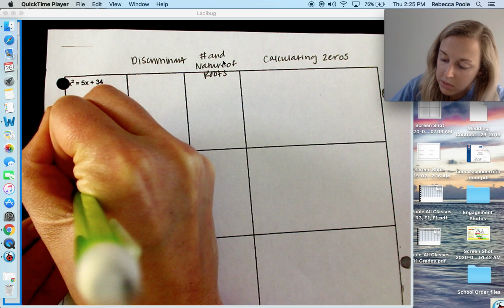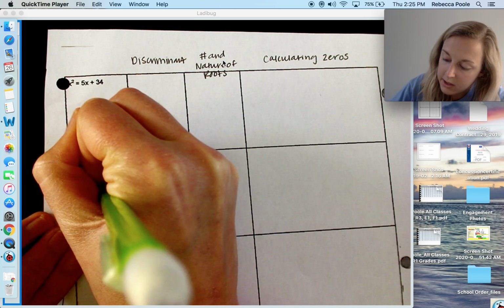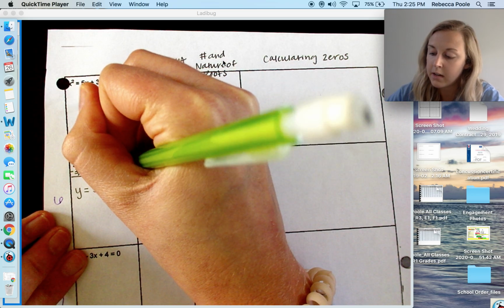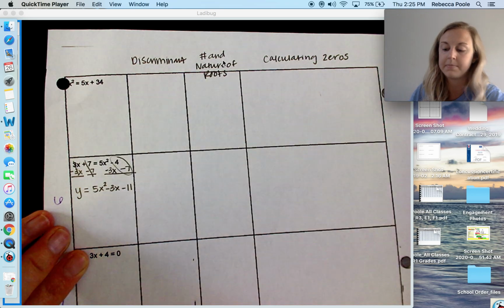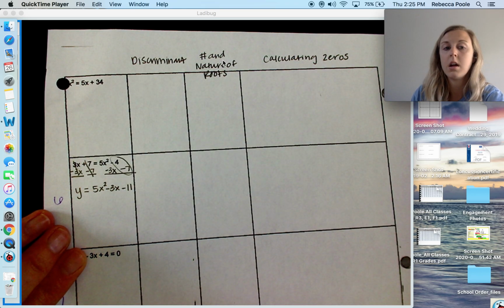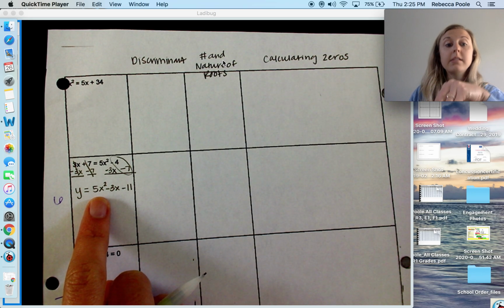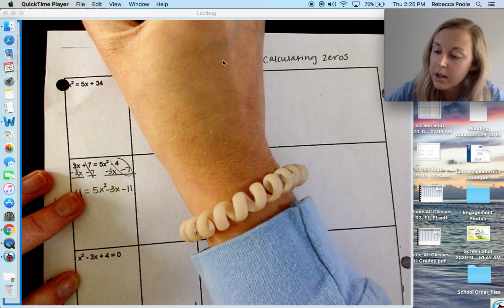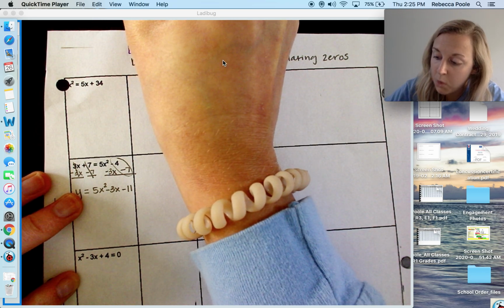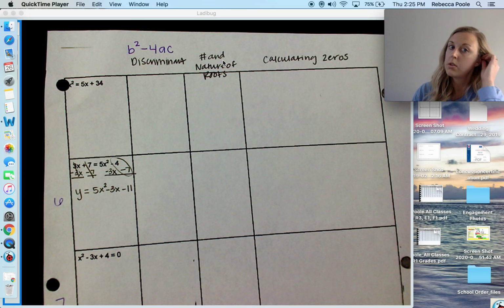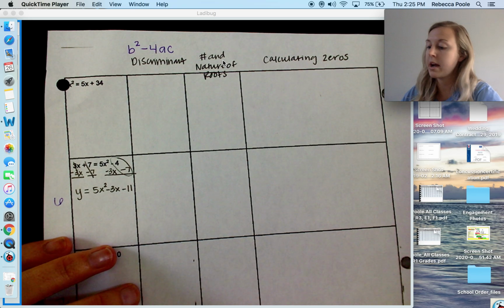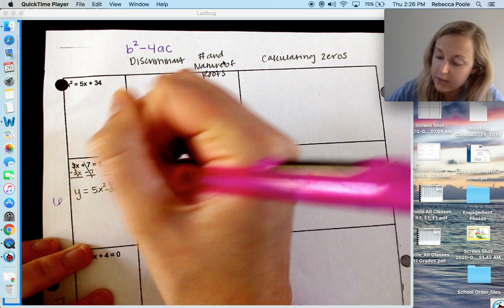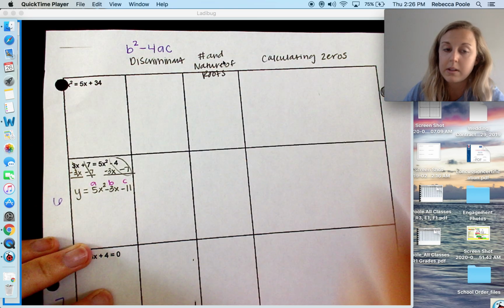So this is now just going to be y equals 5x squared minus 3x. Remember, you can't combine those because they're not like terms. But then negative 4 minus 7 is going to give us negative 11. Okay? So this is my quadratic function in standard form. Now our formula for finding the discriminant, I'll put it up here, is b squared minus 4ac. Okay? So when I do b squared minus 4ac, my b value is the negative 3, my a value is 5, and my c value is negative 11.